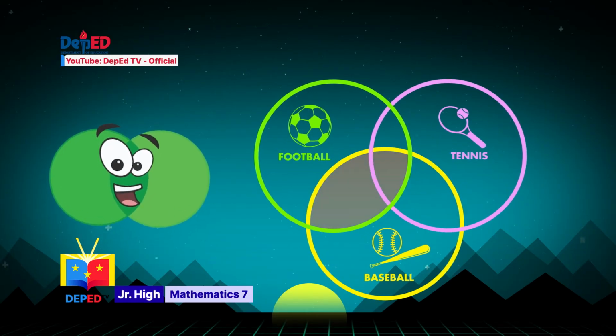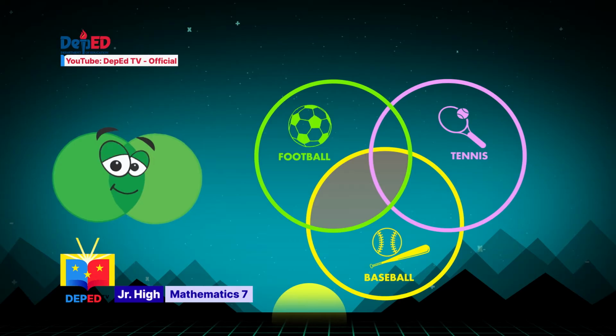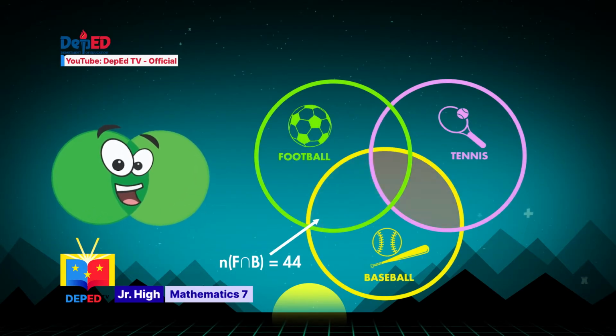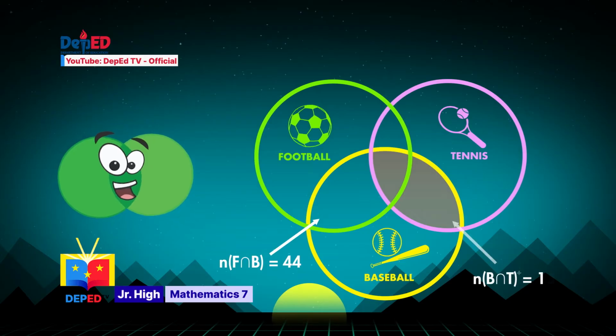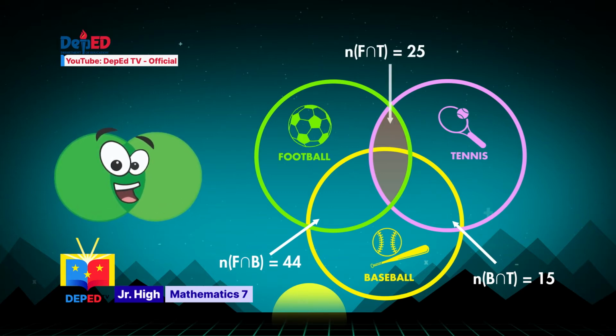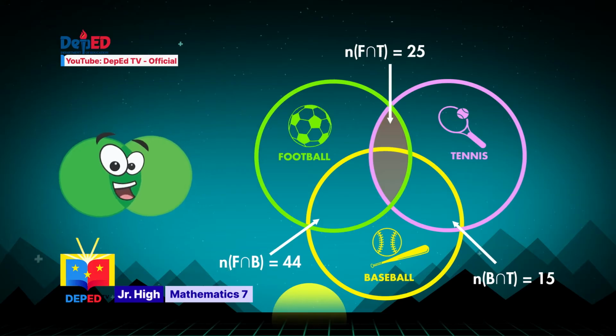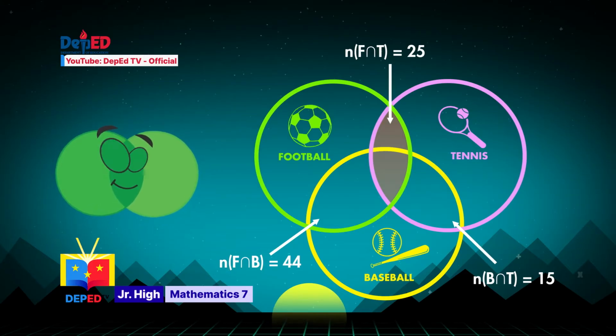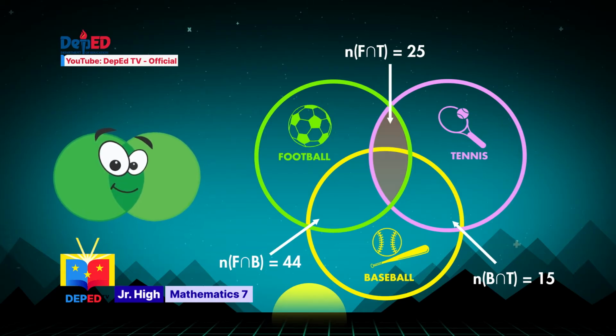44 students are playing football and baseball, so this must be the intersection of sets F and B. 15 students are playing baseball and tennis, so this shall represent the intersection of sets B and T. We also know that 25 play football and tennis. These shall be regarded as the intersection of sets F and T. What else? Am I missing out something, Teacher DJ?